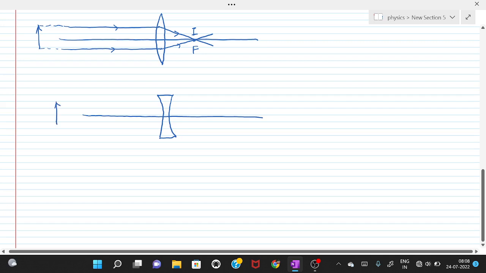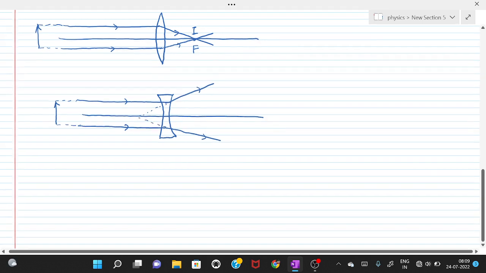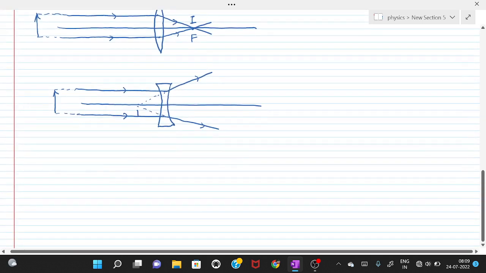Okay, if the object is at infinity, then parallel rays will come, and when the rays strike the concave lens, what will happen? They will diverge. If we extend the refracted rays backward, then we will get an image at the focus, and this image will be highly diminished, and this image will be virtual.